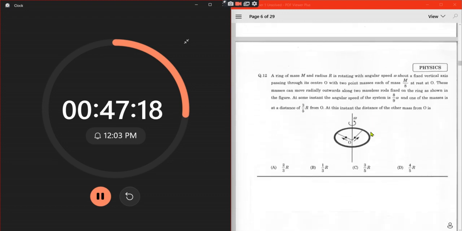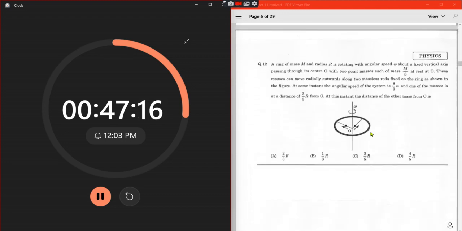Question 12. A ring of mass m, radius r, rotating with angular velocity omega about a fixed vertical axis passing through center O, with two point masses each of mass m upon 8 at rest at O. These masses can move radially outward along two massless rods fixed on the ring as shown in the figure. At some instant, the angular speed of the system is 8 upon 9 omega, and one of the masses is at distance 3 upon 5 r from O. So omega naught is 8 upon 9 omega.